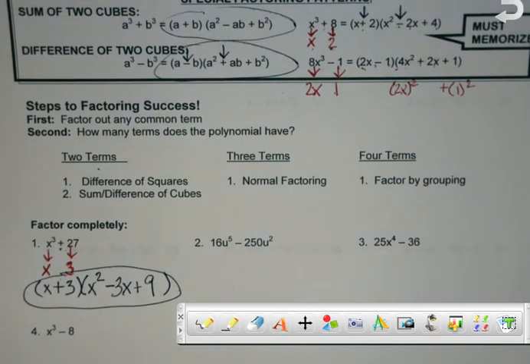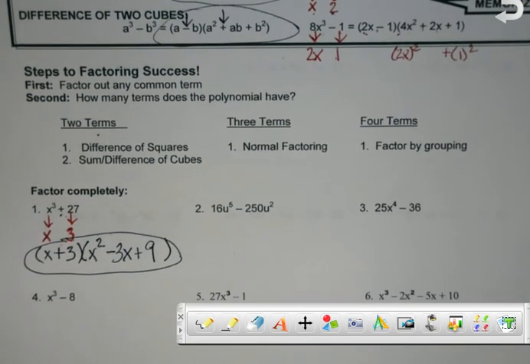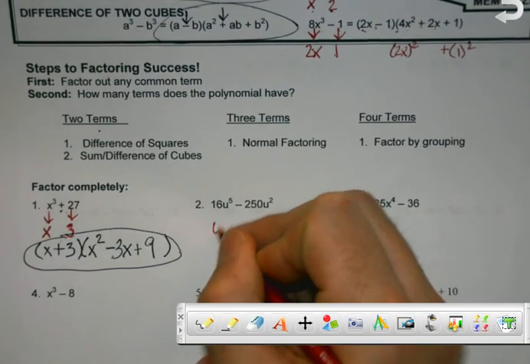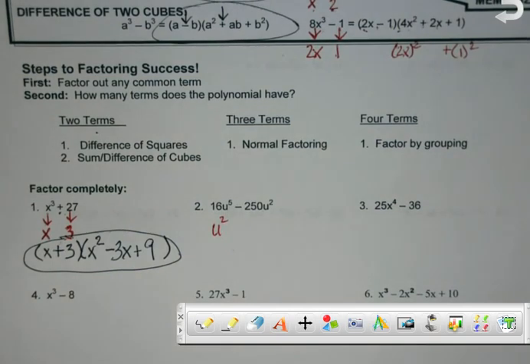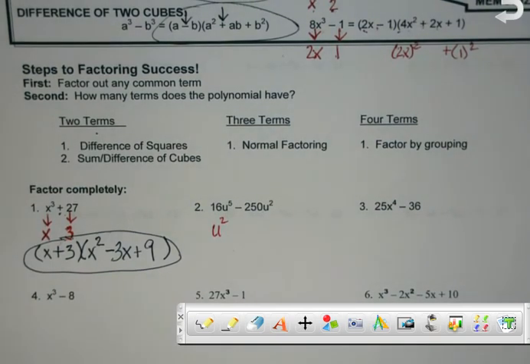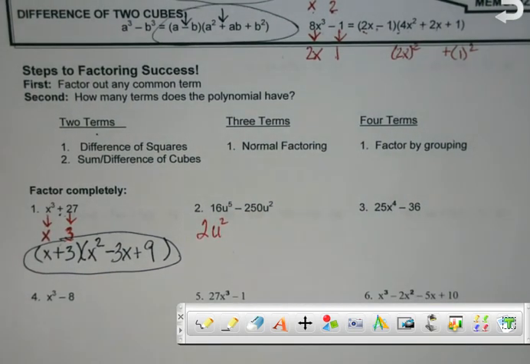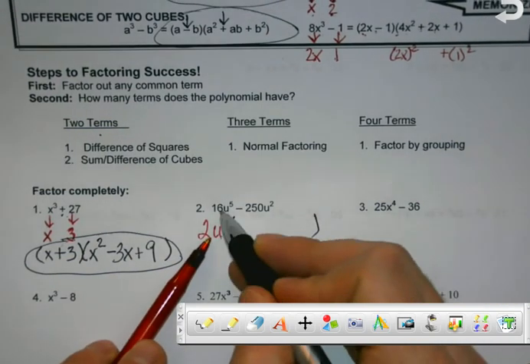Now I want to make sure we keep doing things with cubes, but take a look at number 2. Is there anything there in common that I could take out of both of those terms? I could take a u squared, thank you. You take a u squared. Can I take anything out of 16 and 250? Even if it's small? 2. Once I take that out, I'm going to take what's left. So what would I need to get my first term back?